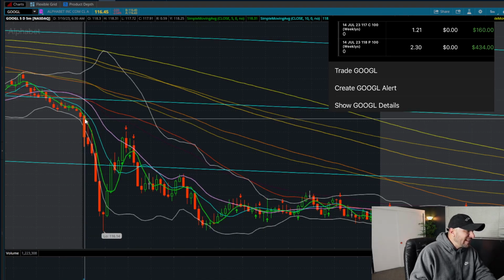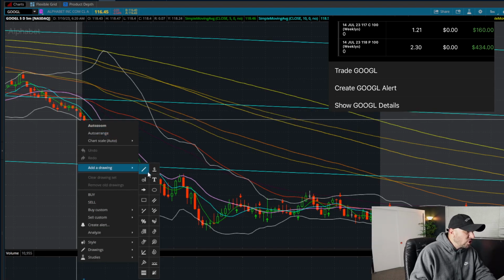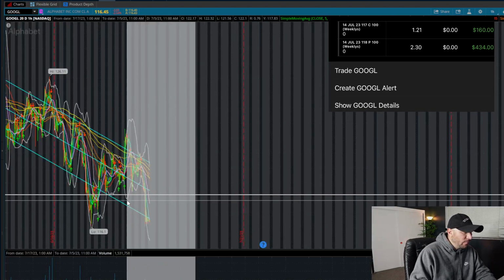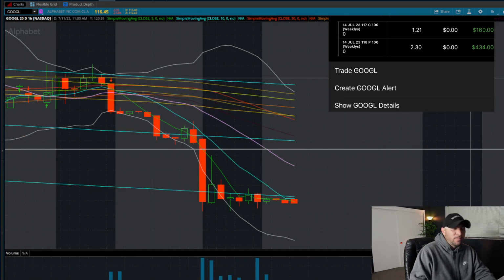So if this is 6:30 a.m. in the morning, big red engulfing candle here, I'm just going to draw this line here so we can see it on the 1 hour time frame. Okay, so let's take a look at this price action.